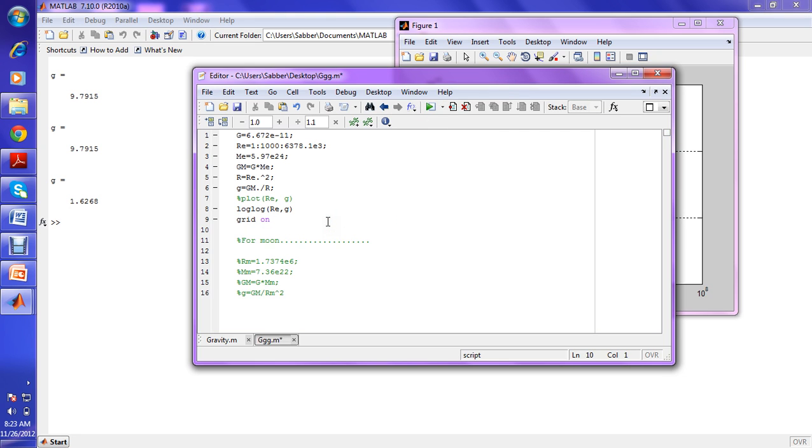Here we can put xlabel. On the x axis is the radius of the Earth in meters. Okay, and ylabel, it will be acceleration due to gravity. Okay, so let's see.